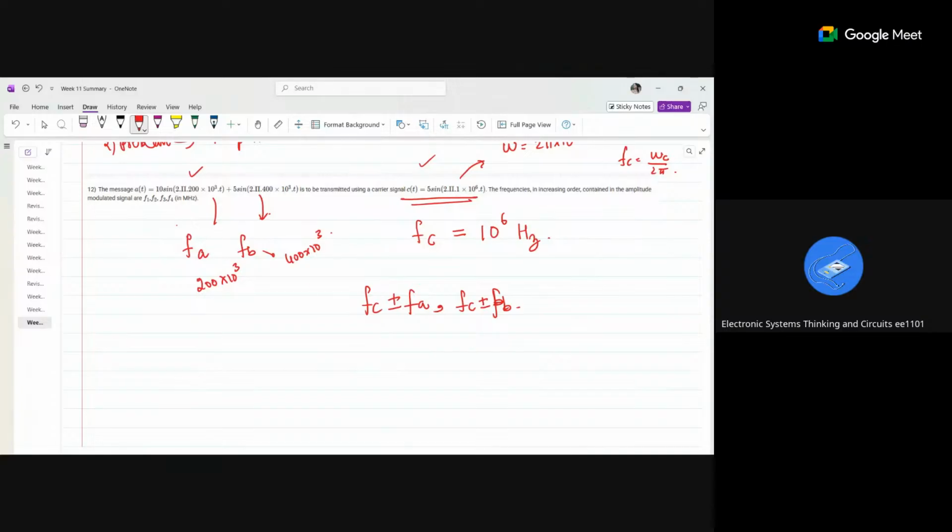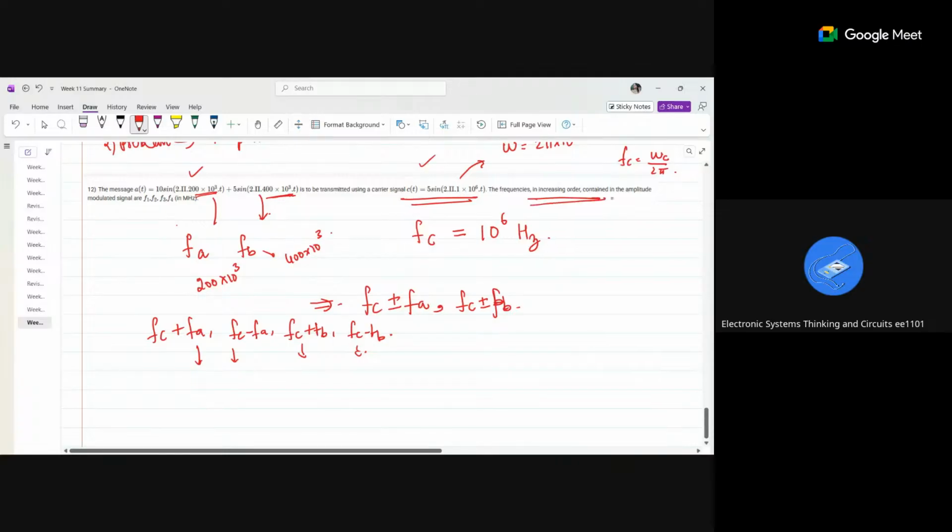So once it gets overlapped with the carrier signal, this frequency will get either added or subtracted. This frequency will also get either added or subtracted. So these are the four frequency signals: FC plus FA, FC minus FA, FC plus FB, FC minus FB. Then you arrange all the four values in increasing order. Then you have to find F1, F2, F3, F4.